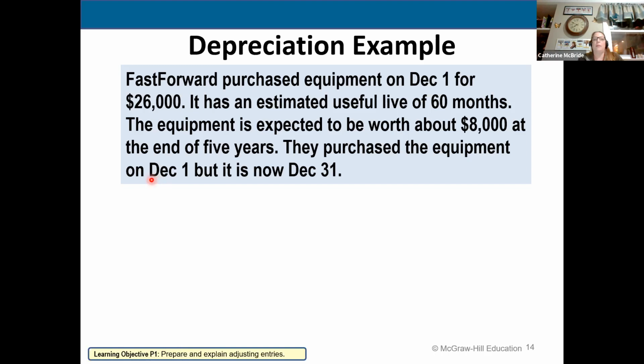And a year has gone by. They bought it on December 1st. Oh, sorry, a month has gone by. They bought it on December 1st, and it's now December 31st. You have to pay particular attention to the time period on these questions.